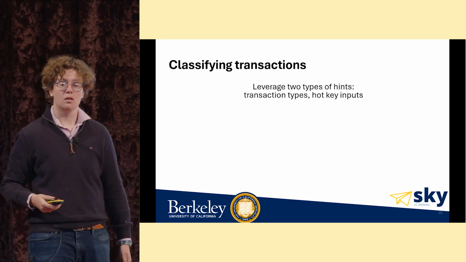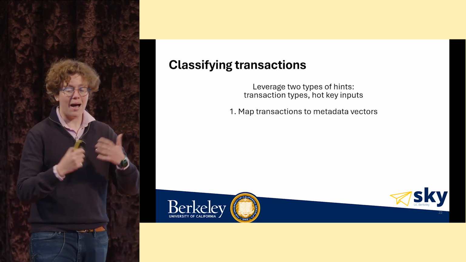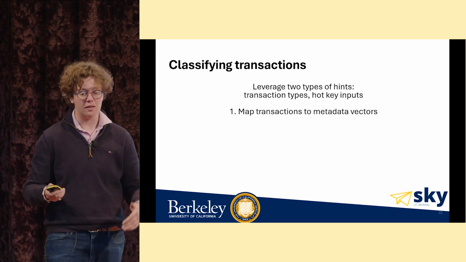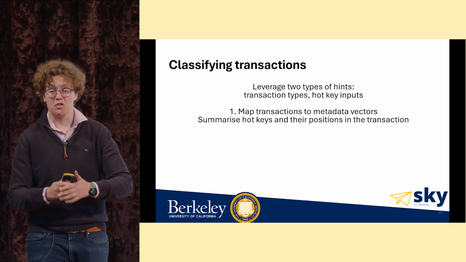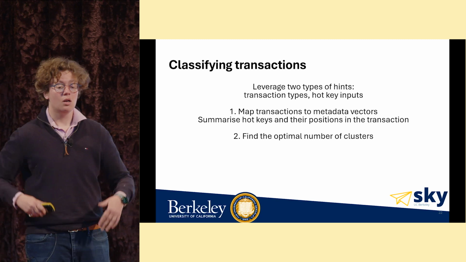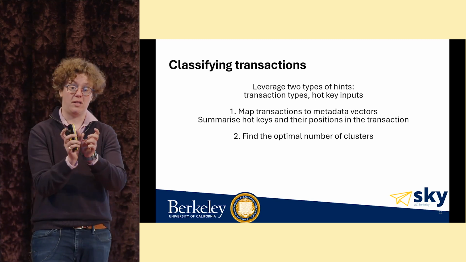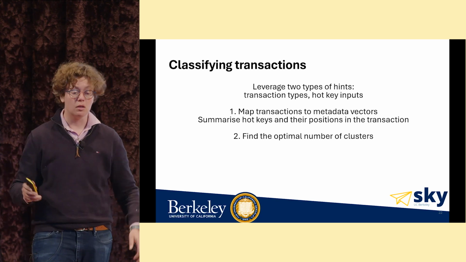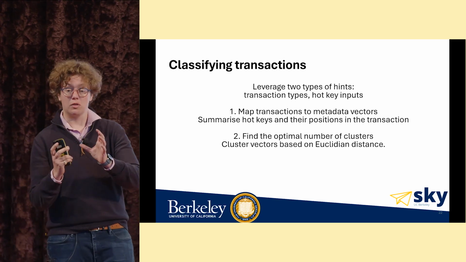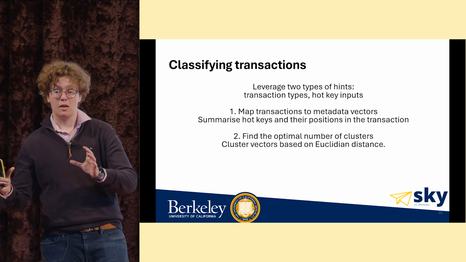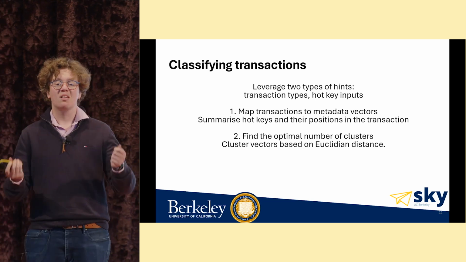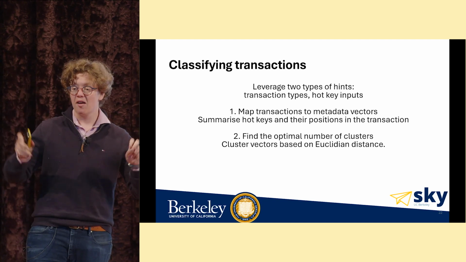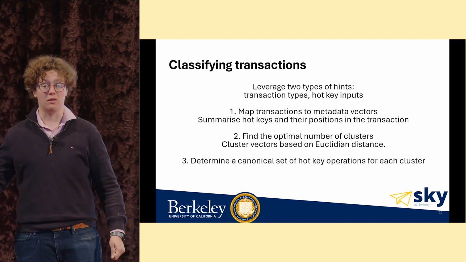So using those hints, we can map those types of transactions to fairly simple metadata vectors, summarize the hotkeys and the positions in the transaction, find the optimal number of clusters, aka the different transaction types that you're going to run, cluster those based on the Euclidean distance, and end up with basically 7 to 8 different transaction types that have a canonical set of hotkeys mapped to them.